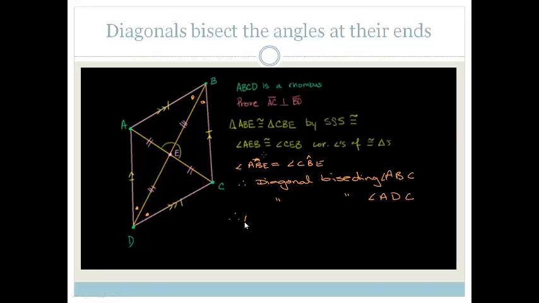Therefore, we can say that triangle ABE is congruent to triangle ADE, and the reason again would be side, side, side. Therefore, we know that angle DAE has to equal angle BAE, because we've just proven it.